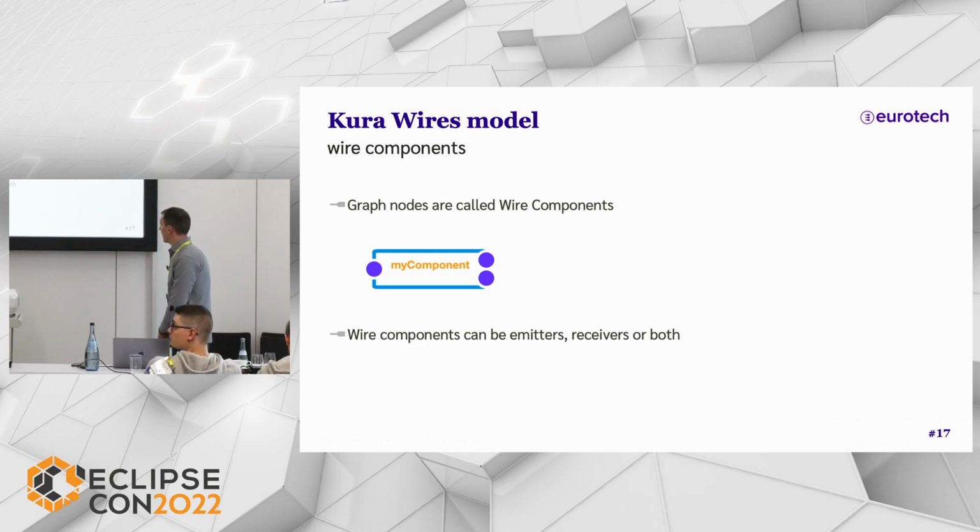So let's look in detail at how Kura Wires looks. As said, the graph nodes are called wire components. Here you can see the rendering of our component from the web UI. They can have a configurable number of input and output ports.